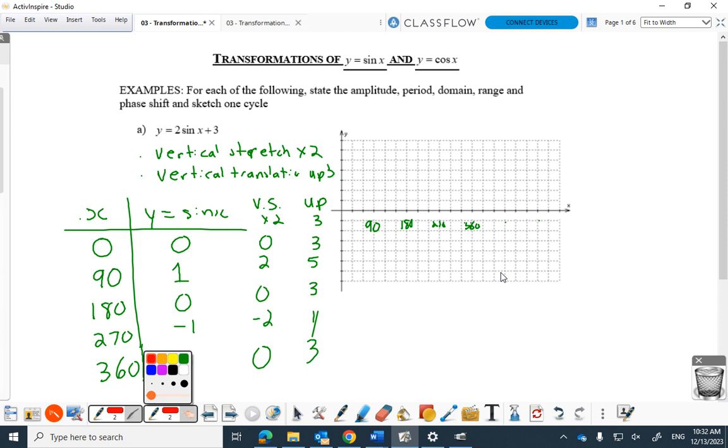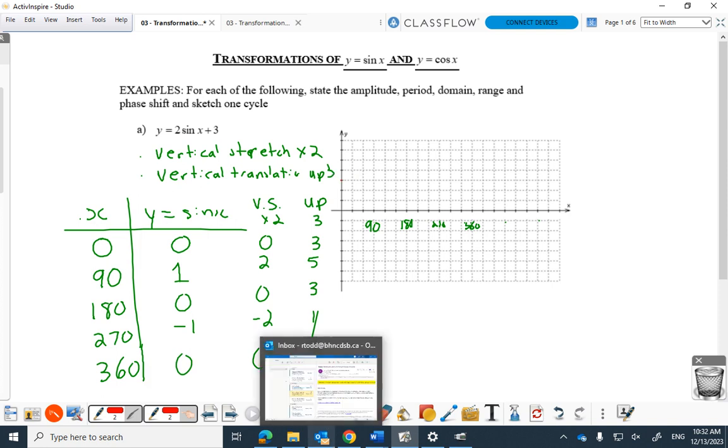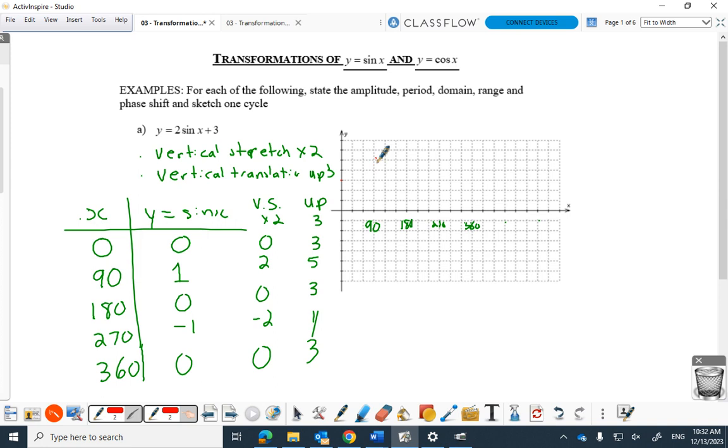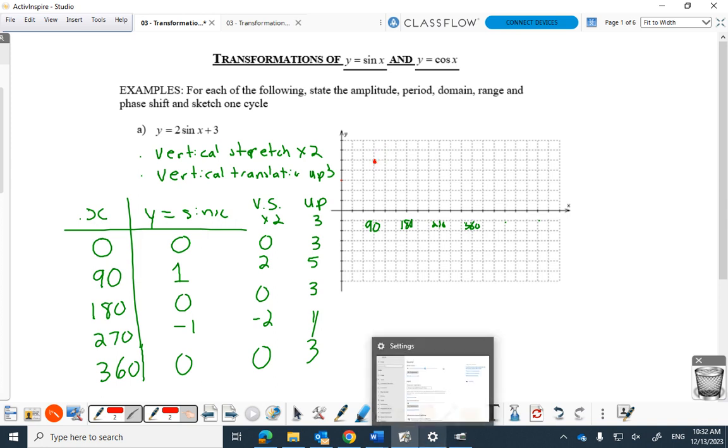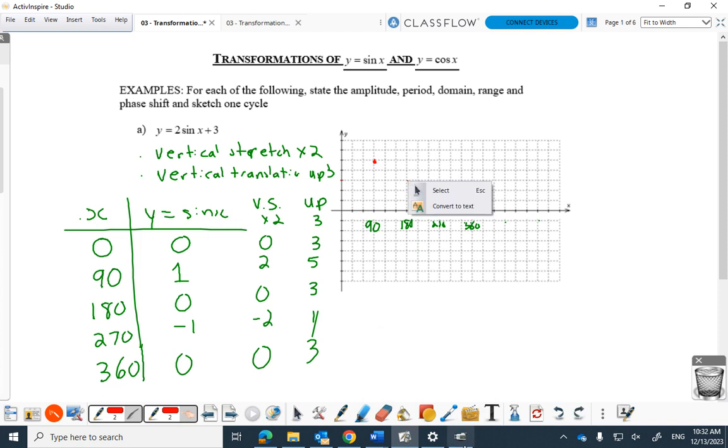X value 0, Y value 3. X value 90, Y value 5. X value 180, Y value 3. X value 270, Y value 1.